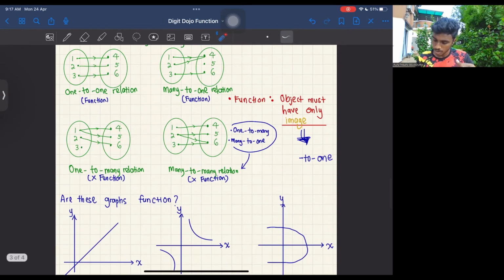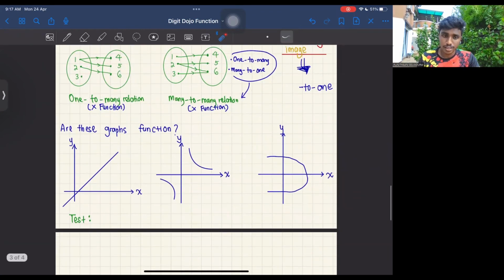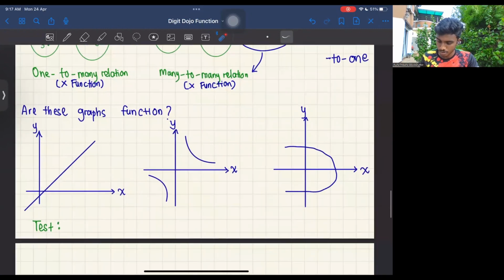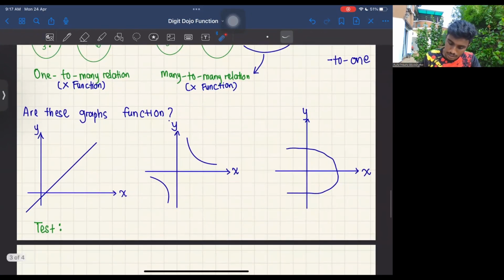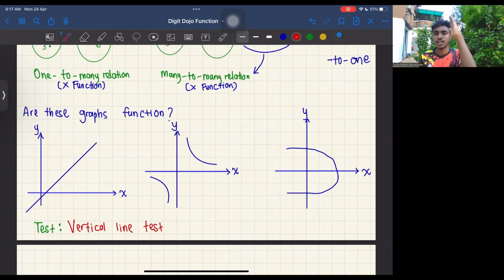function or not. Now, how to check whether graphs are functions or not. To check the graphs, there's a very easy test here. The test is called the vertical line test. Vertical line test means a vertical line will be straight like this. So you have to draw the vertical line straight here. You can draw anywhere in the graph.